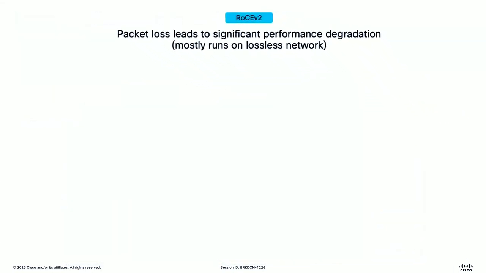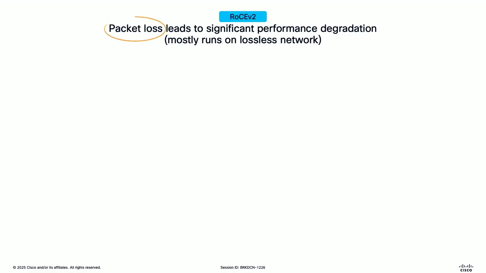Okay, so quickly let's talk about why exactly there is a significant performance drop when packets are lost. Before that, why exactly do packets get lost on the network? Packets get lost in the network because of two reasons. Number one, bit errors. Number two, network congestion.